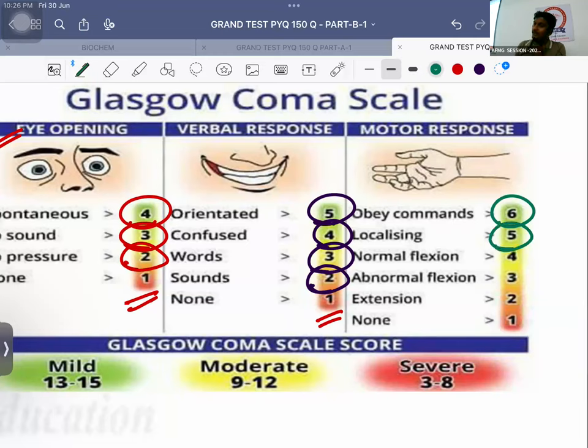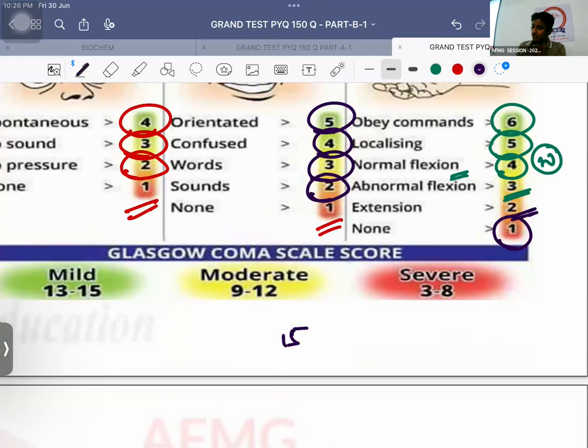If the patient is localizing pain, M5. If the patient withdraws on pain or normal flexion, M4. If there is an abnormal flexion known as decorticate position, that is M3. Extension known as decerebrate position, M2. And no response, 1. Maximum GCS score, 15.